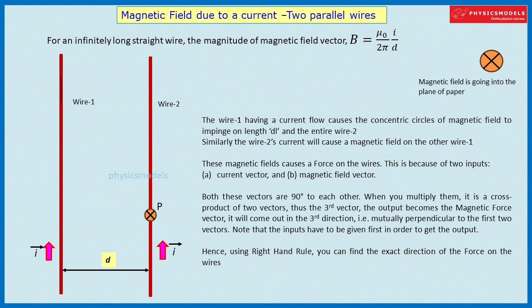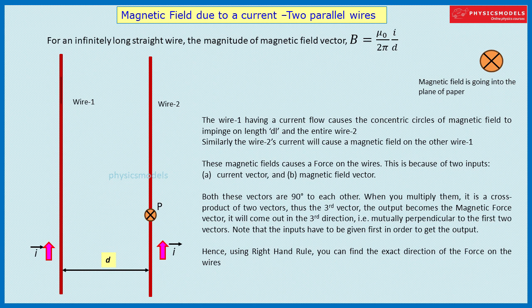We now study the textbook representation. You have wire 1 on the left hand side, wire 2 on the right hand side. We have taken a top view of the physical arrangement in the previous animation. You can see the current directions that are mentioned, and the wires are separated by distance d. With this, the magnitude of the magnetic field vector which goes through any point P will be B = μ0/2π × I/d.